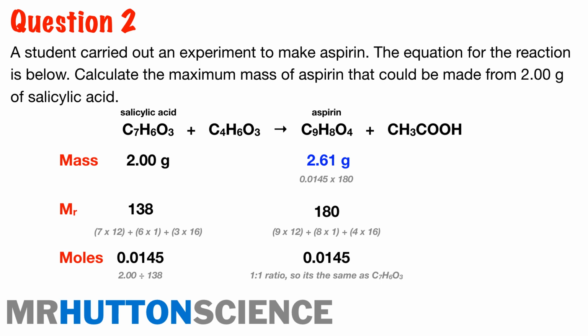So this time, step 1 has been done for us. We've got the equation already written out. Double check that it's balanced, that's step 2, and as far as I'm aware, it's balanced. And so we're now with step 3, writing down mass, MR and moles, and then that takes us on to step 4, adding in other information from the question.